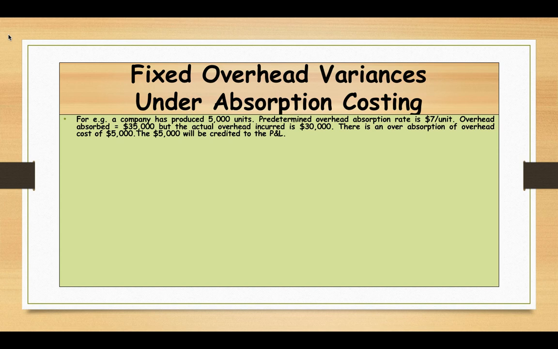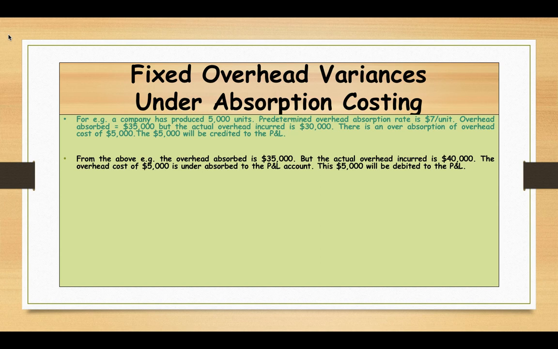So if I simplify this, actual overhead incurred is, if we get the invoice from our supplier, the invoice says $30,000. So this shows we have overcharged $5,000 to our profit and loss account. So this is called an over absorption of overhead. So how do we make the adjustment? We have to credit the profit and loss account to make the adjustment so that our profit will be increased.